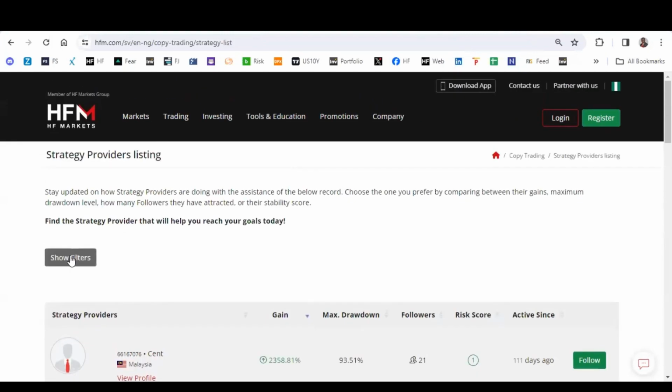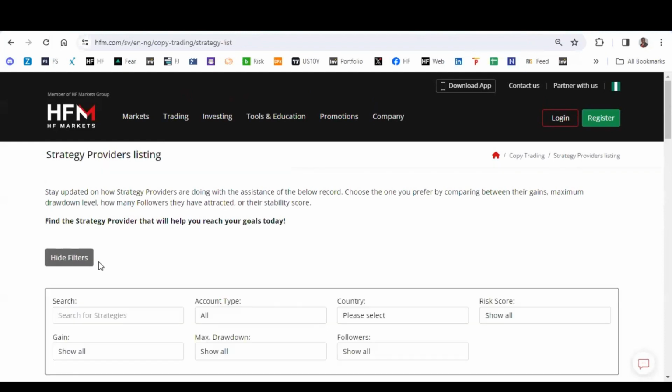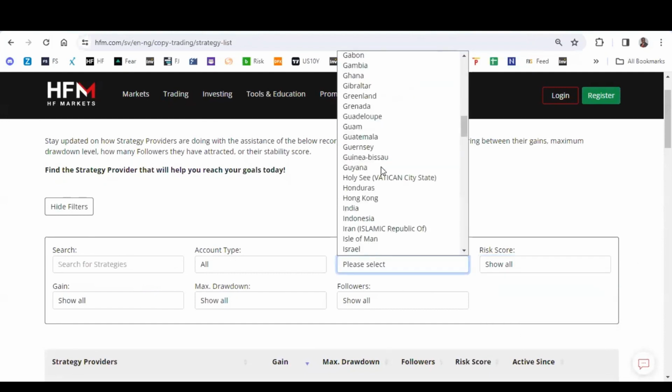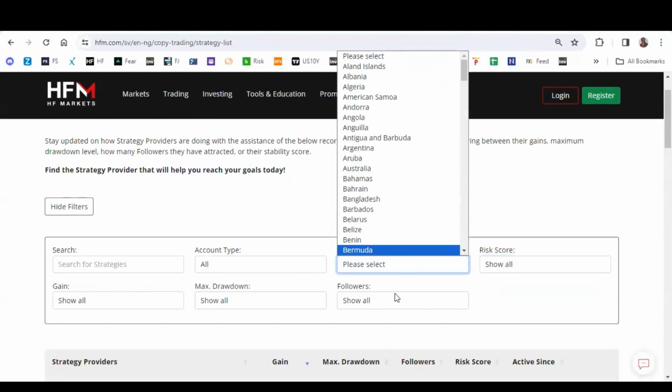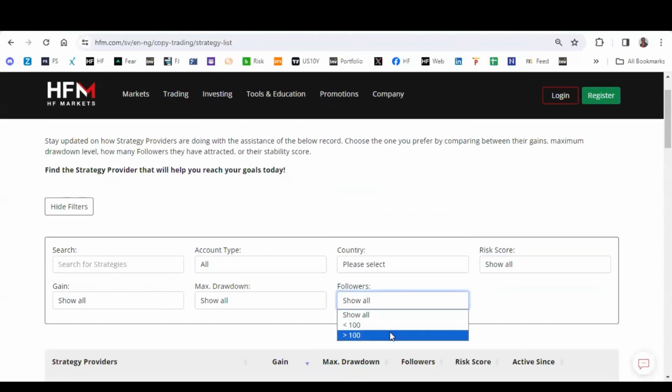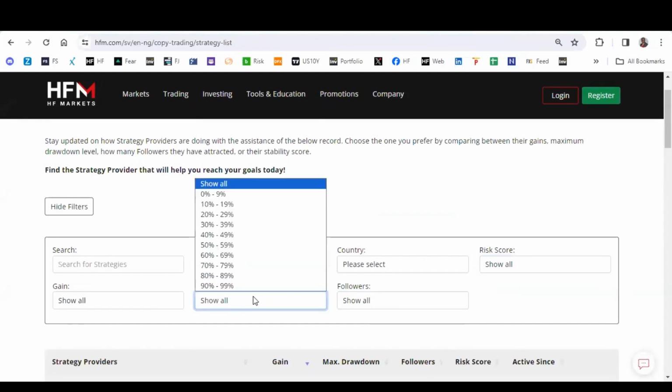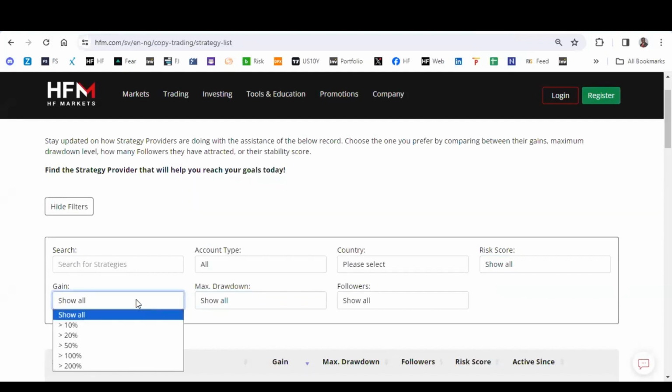Now, there is a filter icon here where you can filter different strategy providers based on whatever you want, either based on the risk score, based on the country, right? Based on how many followers they have, below 100, above 100, right? Based on the account type. Is it the premium account? Is it the cent account? Is it the pro account? Based on the maximum drawdown. Is it somebody that has had a drawdown of less than 10% or less than 20% and on and on? And then you can also do a percentage gain, 10%, 20%, and on and on.